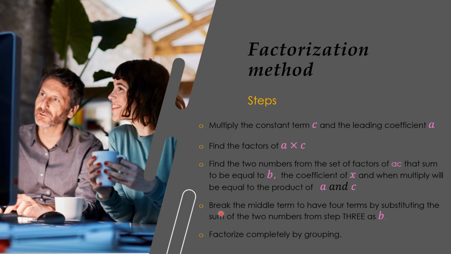Then step 4 says break the middle term to have 4 terms by substituting the sum of the two numbers from step 3 as b. Then the last step is factorizing completely by grouping to find your respective factors, which will help you to find the roots or the solutions or the zeros of the quadratic equation.